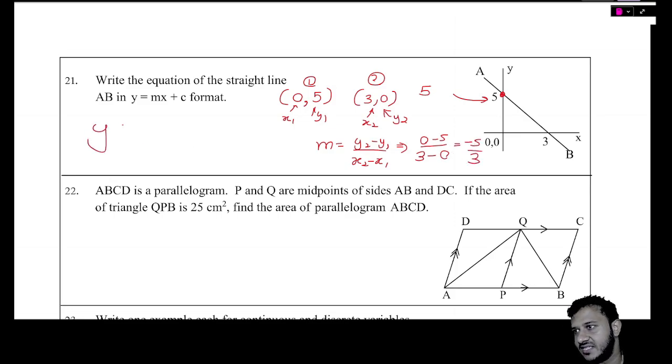So we can write down the equation of the line: y equals negative 5 over 3 x plus 5, where the C value is 5. Or if you want to find the C value without using the graph, you can use (0, 5) or (3, 0), substitute it and find it as well. No problem. You will still get 5.